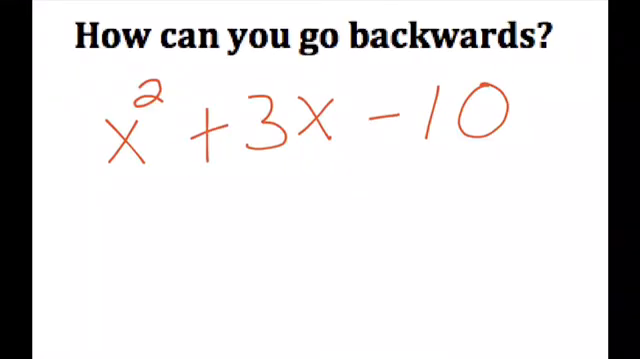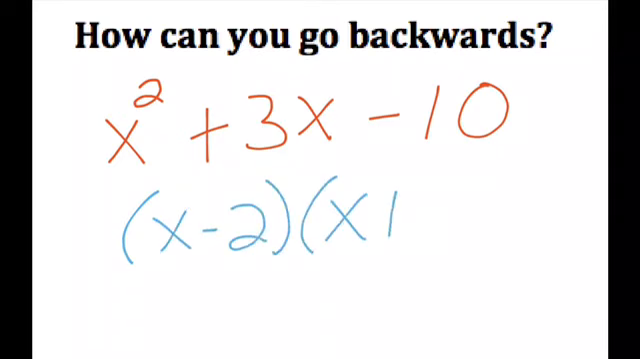So how can I go backwards? How can I go from x squared plus 3x minus 10 back to what I started with, which was x minus 2 times x plus 5? So I'm trying to figure out how can I go from here to here.